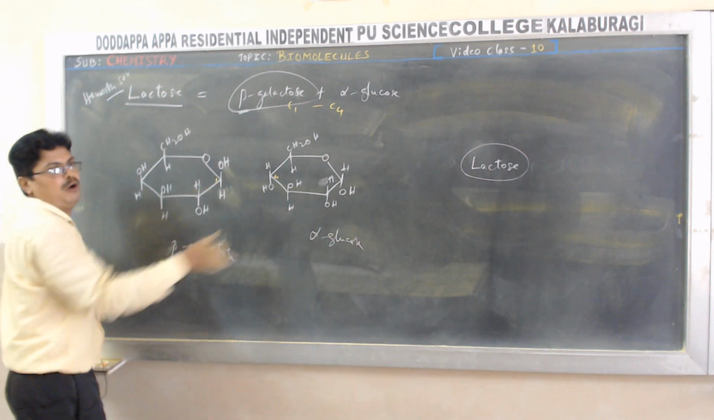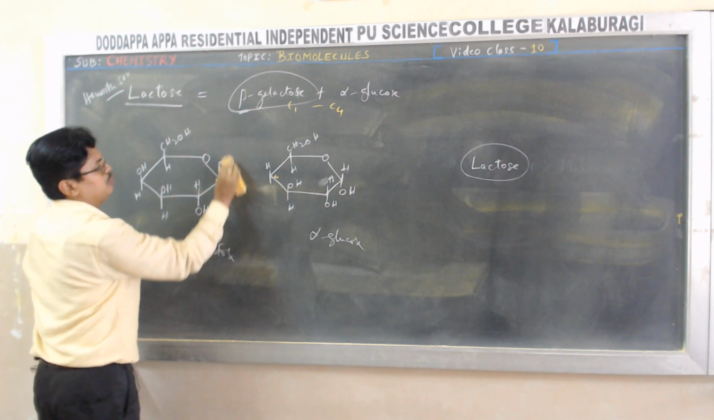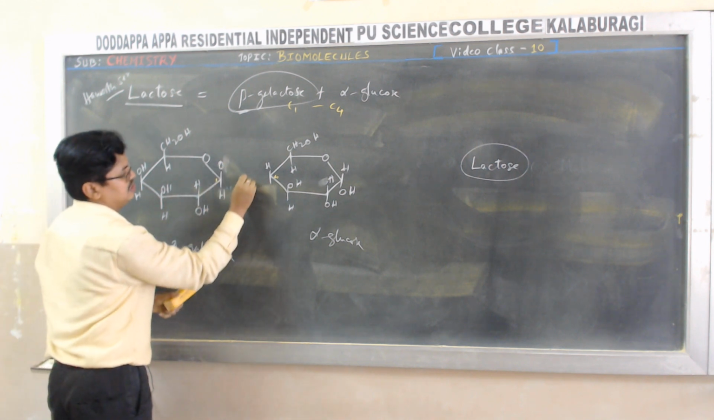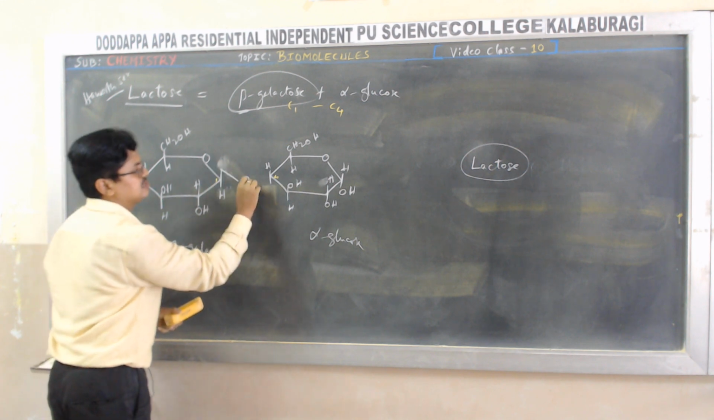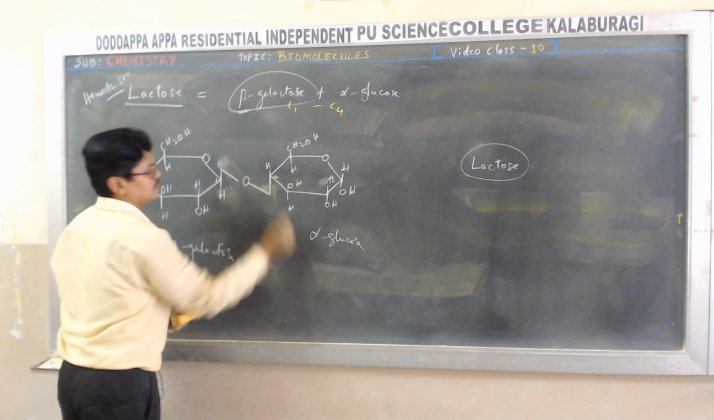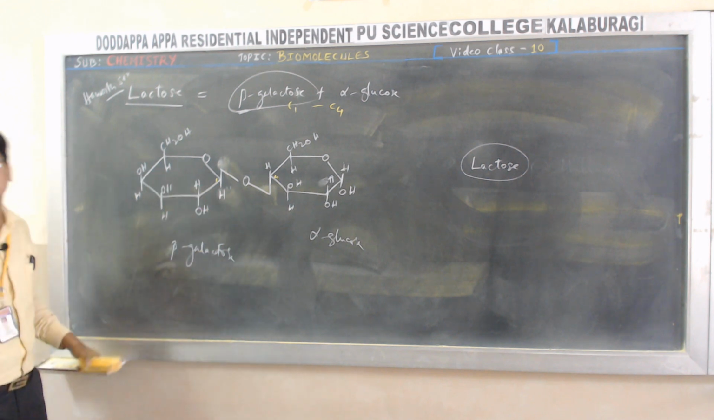So now, bonding: OH and H are removed as a water molecule. Show this oxygen in the middle. Then you will get the bond like this. This is the structure of lactose.